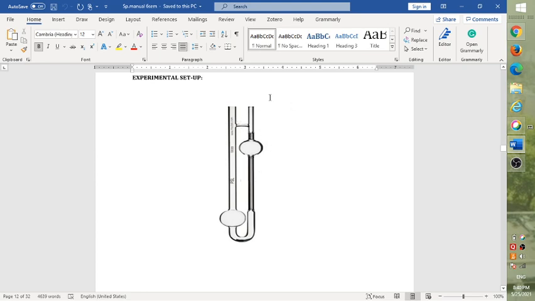You have to suck air from this side, and the solution of PVA rises to this meniscus. You make one marking here and one marking here, and the amount of time it takes to pass from this point to this point, you just have to note it down.